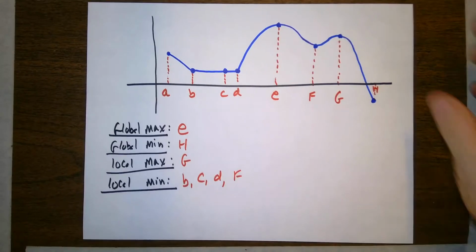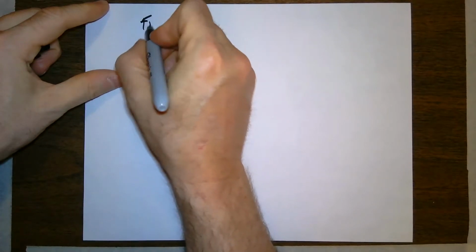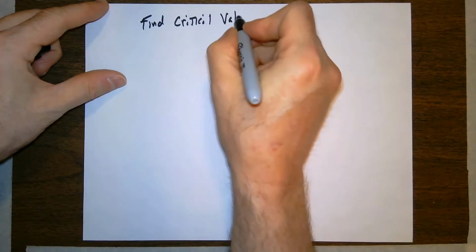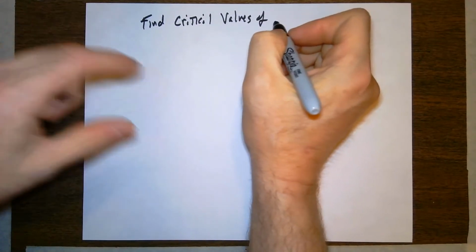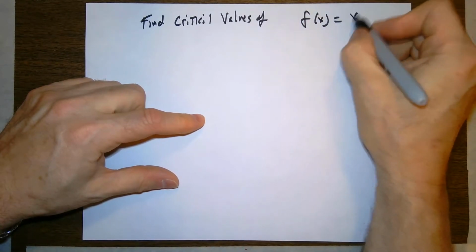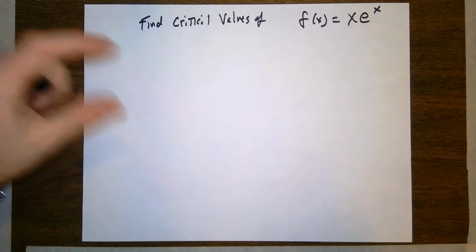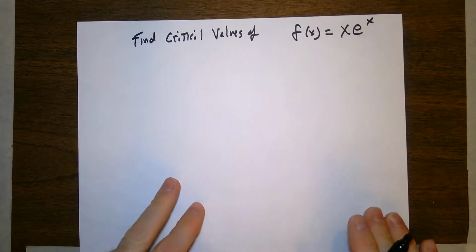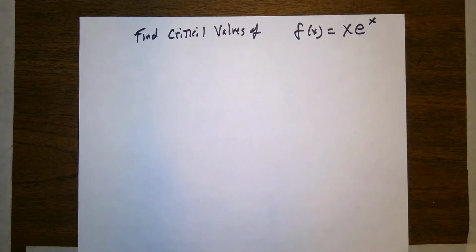All right, now let's take a look at some functions. We'll ask the same questions, but this time with a little bit of functions and a little bit of calculus going on. So, find the critical values of the following function: f of x equals x times e to the x. I don't want to just graph this and do all the answers graphically. We want to attack this with calculus.